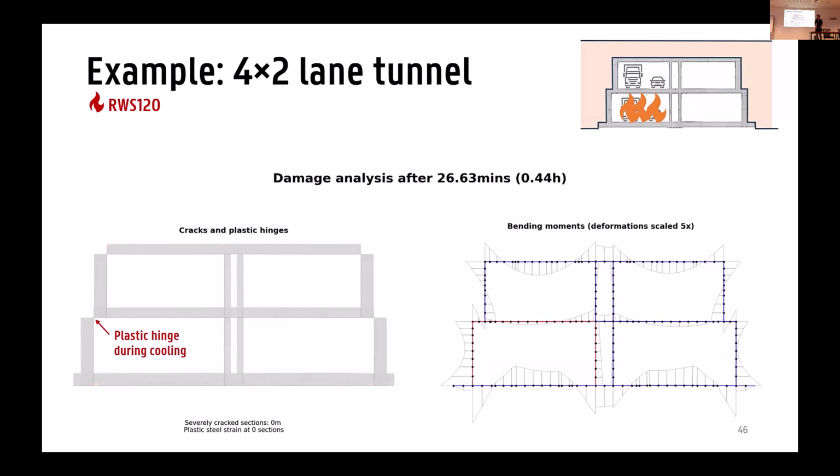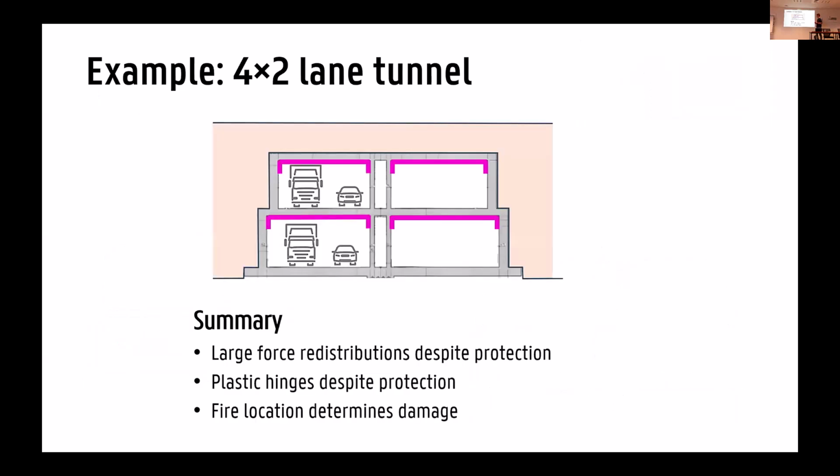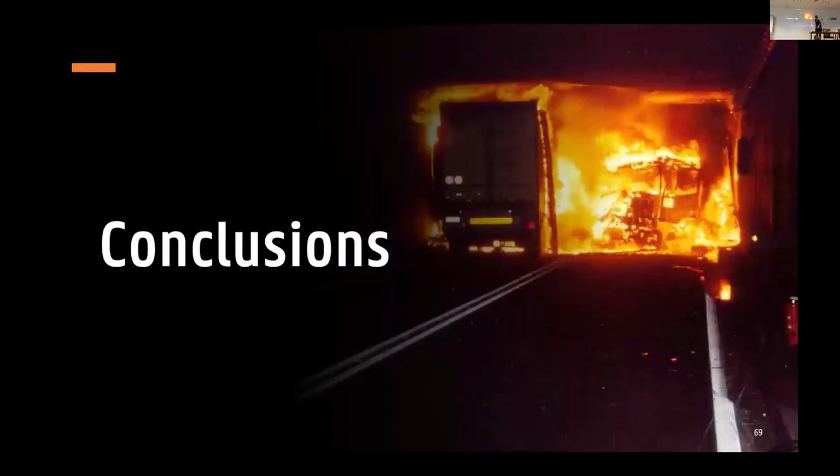So to summarize this case, basically we get large force redistributions despite the fact that there is passive fire protection. We get plastic hinges again, despite the fact that there is passive fire protection, and the location of the damage clearly also depends on the location of the fire. If there is fire in the upper tube, you have a completely different damage image than if there is fire in the bottom tube. So that brings me to the conclusions.